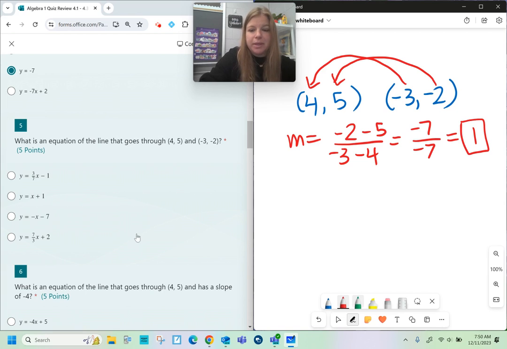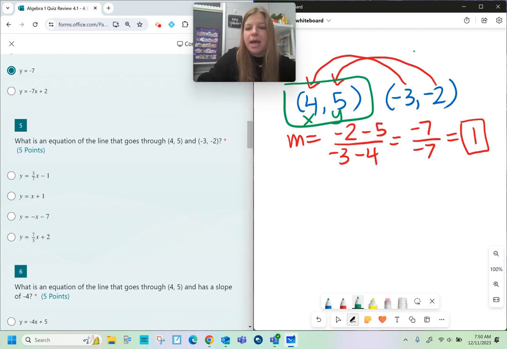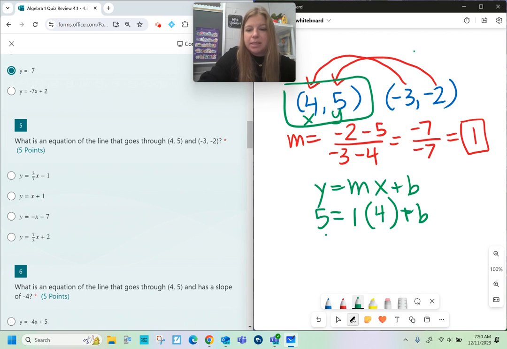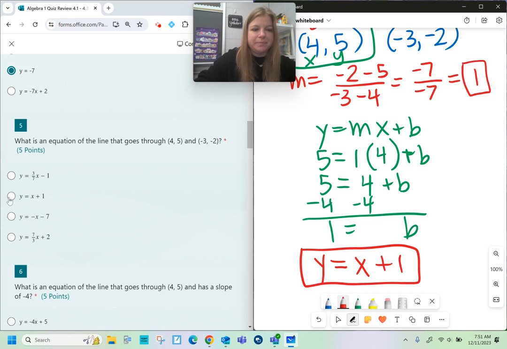I then take that slope and an ordered pair. I'm going to choose the first ordered pair because it looks friendly to me, and I plug them in to solve for b. So y equals mx plus b. My y is my 5. My slope is 1 times my x-coordinate 4 plus b. This ends up becoming 5 equals 4 plus b. Subtract 4 on both sides, and we get b equals 1. So not only is the slope 1, but the y-intercept is 1, and so if my slope is 1, I'm not going to write 1x, I'm just going to write x. My y-intercept was positive 1, and so it's just y equals x plus 1.